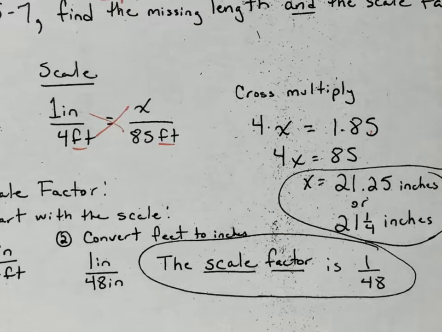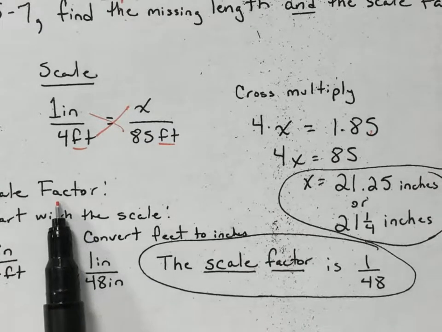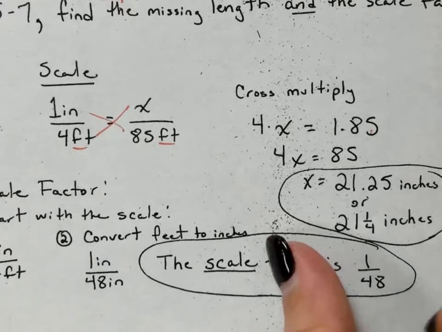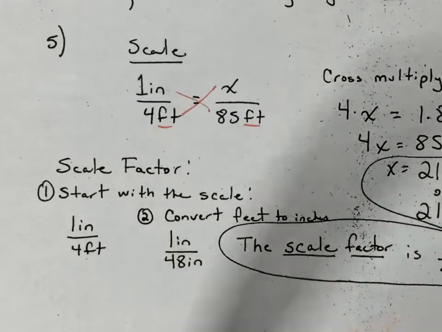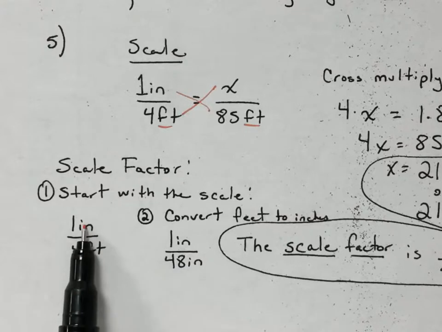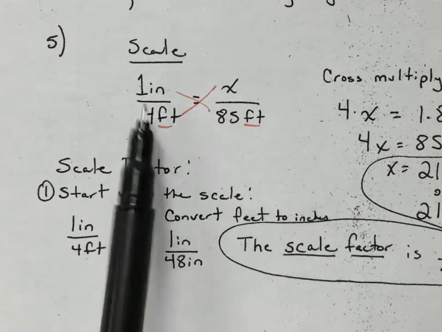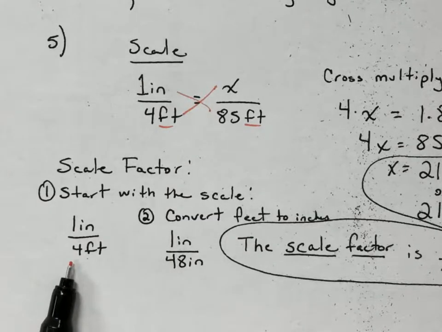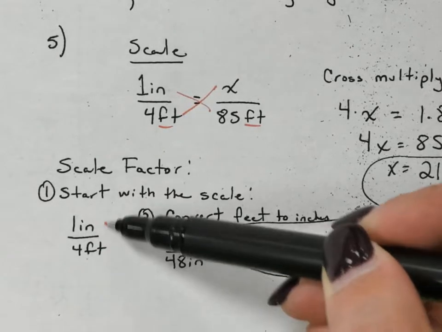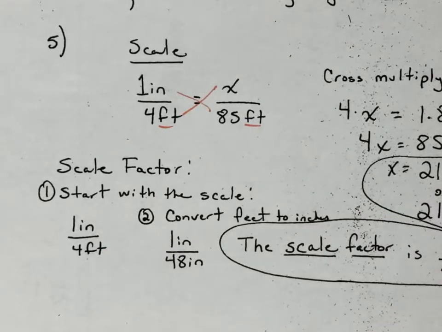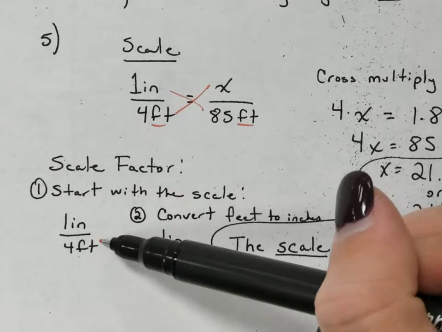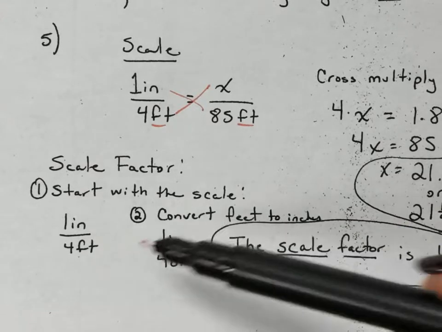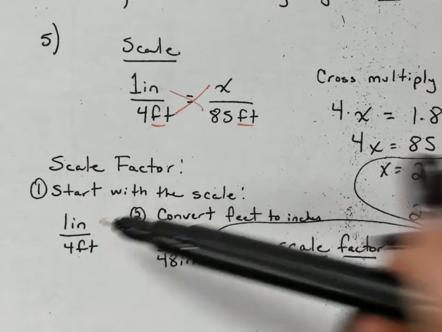But I'm not done. Now I need to find the scale factor. So if we remember, this is what we did on the front of this page. My first step is to write the scale as a ratio, which we actually already did in my proportion up here. So I have 1 inch over 4 feet. And then in order for it to be a scale factor, what do I have to do with my inches and my feet? I have to get them to the same unit, right? So that means I've got to convert the feet to inches.